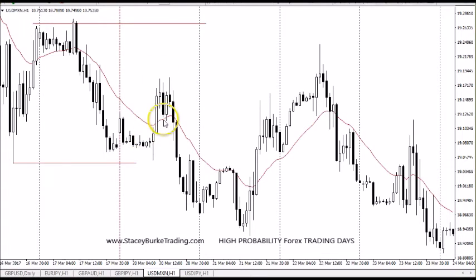The market auctioned, traded higher, and then during the course of the US session, London closed, traded to new lows, and closed outside of that range. So this is an example of a market going out of balance. So if we were to look at the daily chart, we would see a day that's closed outside of the previous day's range.